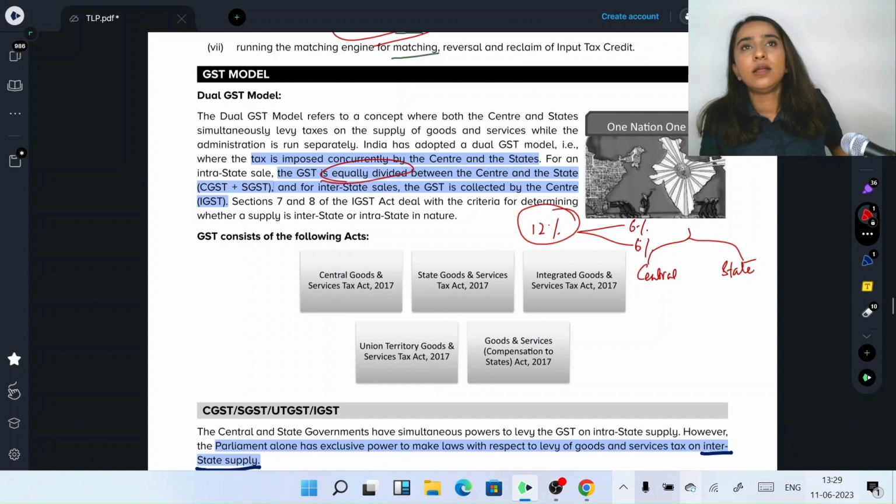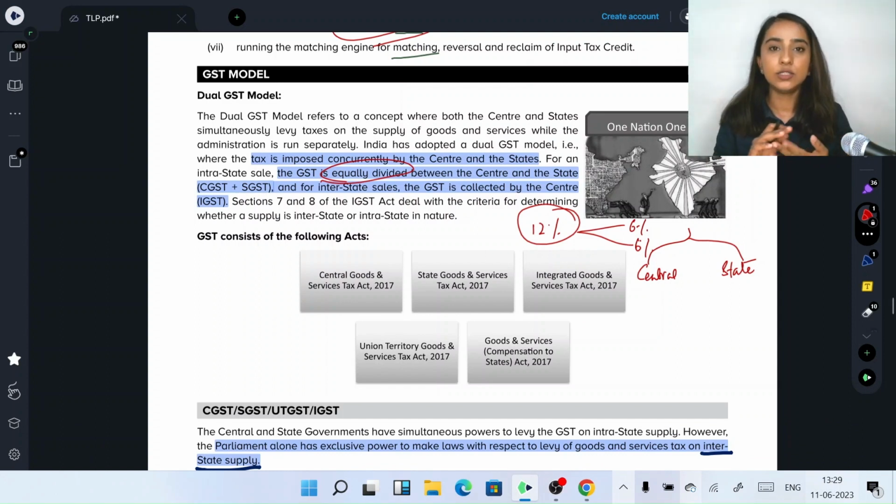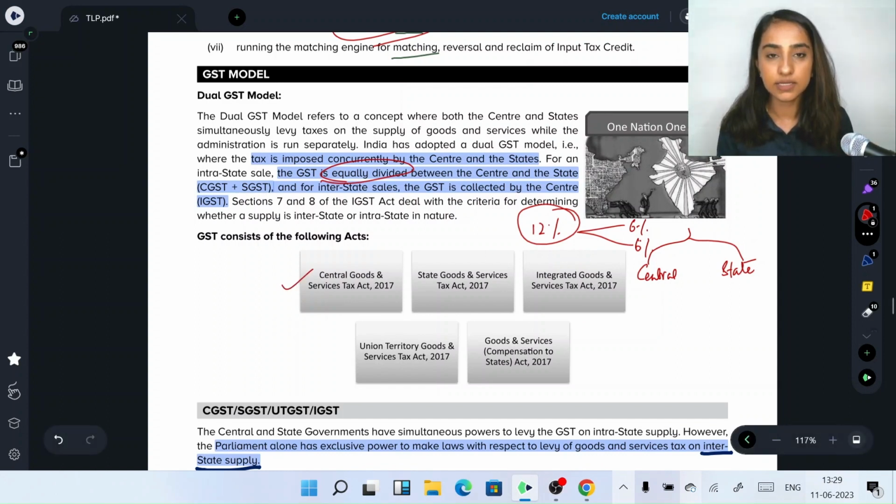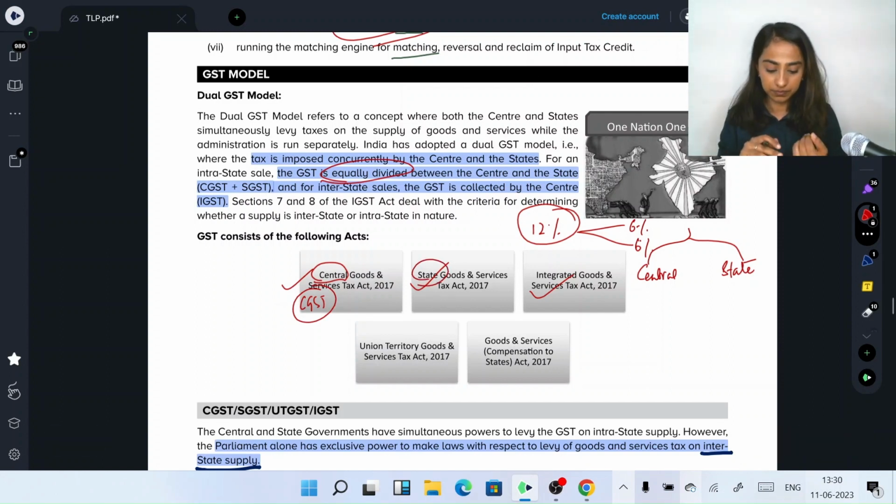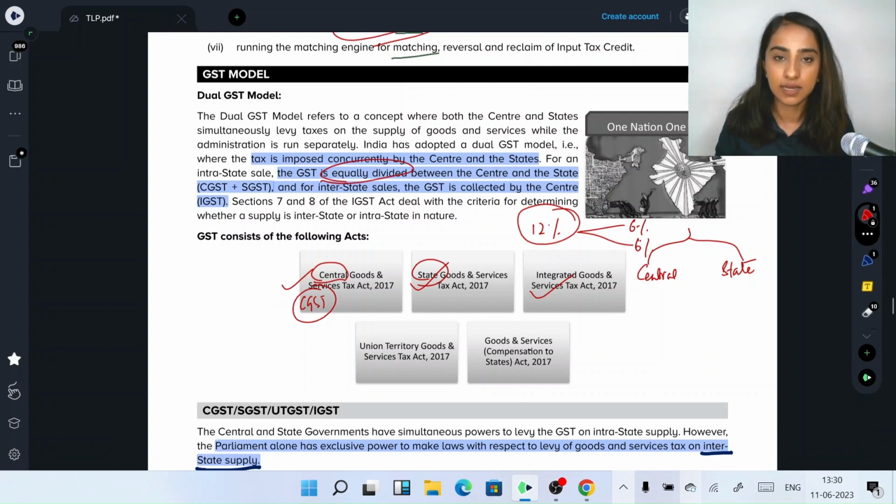Now, GST law consists of the following acts: CGST, Central Goods and Services Tax; SGST, State Goods and Services Tax; and IGST, Integrated Goods and Services Tax. The CGST is levied by whom? By the center, of course. SGST is levied by the respective states. Karnataka will have its own SGST Act, Tamil Nadu will have its own SGST Act, and Delhi will have its own SGST Act. So every state will have its own state goods and services tax.